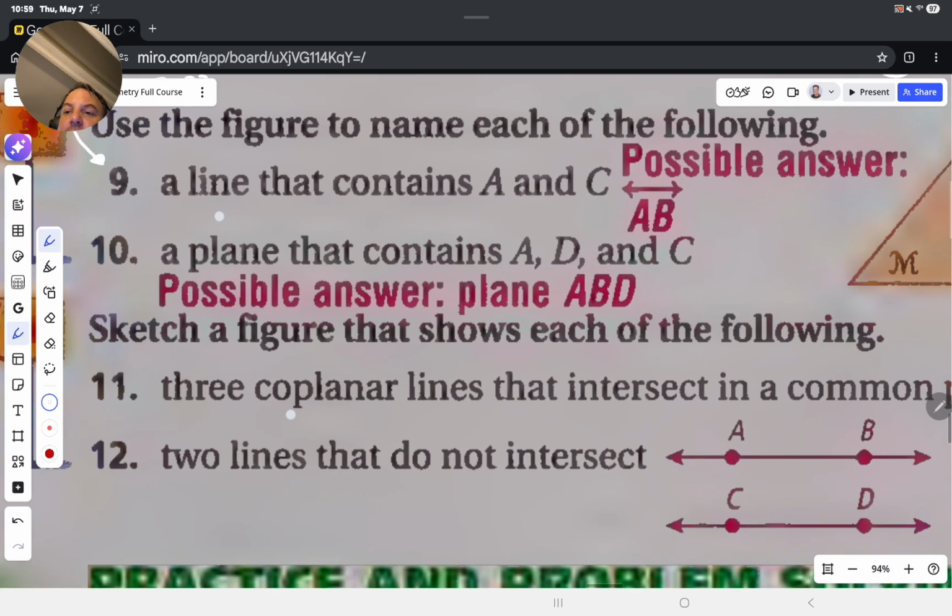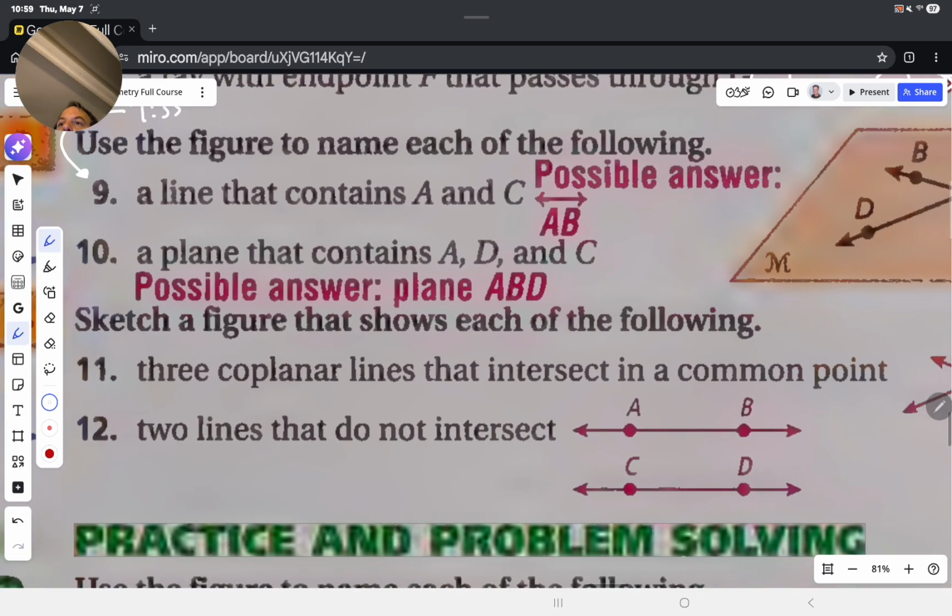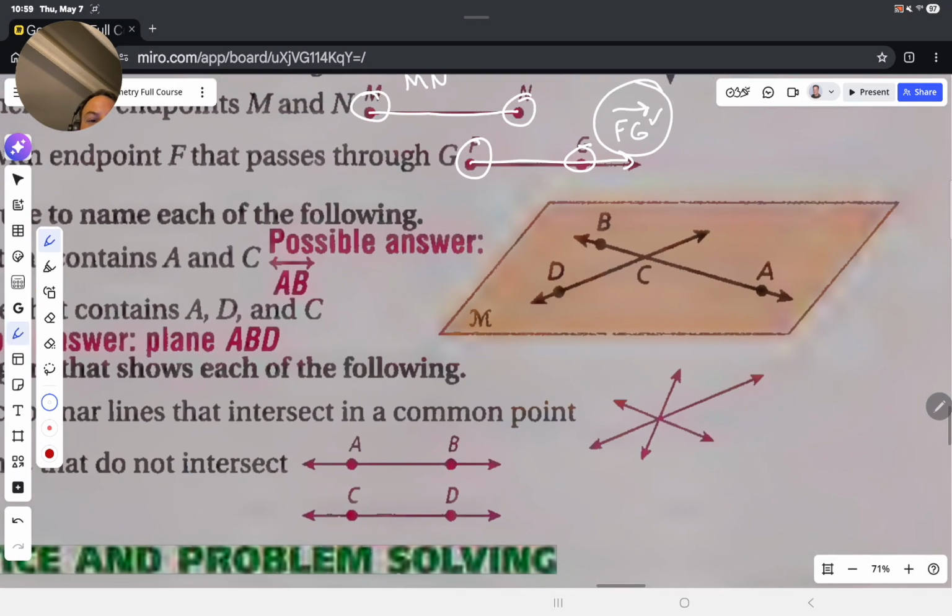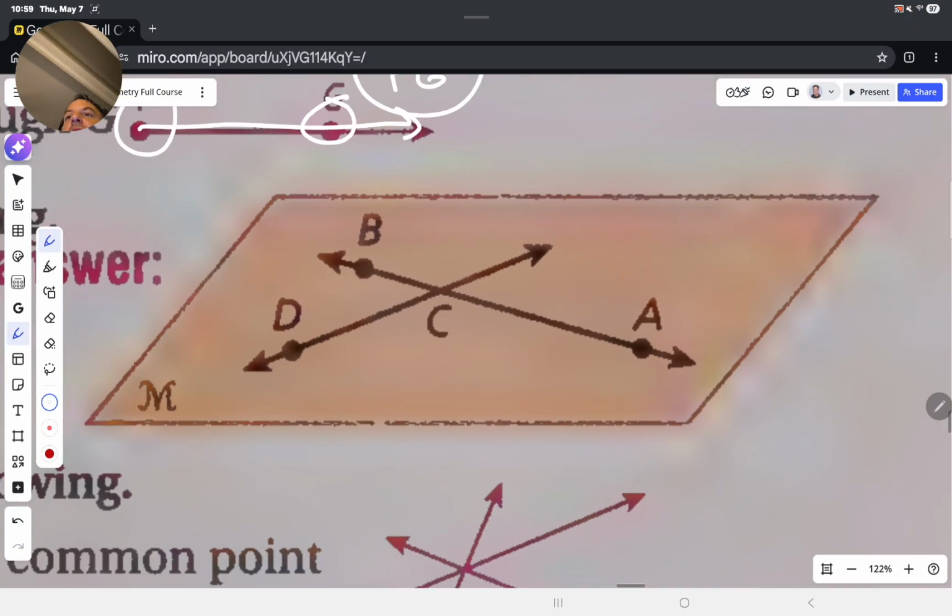All right, let's take a look here at number 9. A line that contains A and C. So let's use the figure here to name a line that contains both points A and C. Here's our figure. Now, a line that contains both A and C will go through both of them. In this figure, line AB passes through A and also through B, but we want one through A and C. So looking at the figure carefully, a line through A and C would be our answer. We can name it line AB if line AB is the same straight line that goes through C as well.